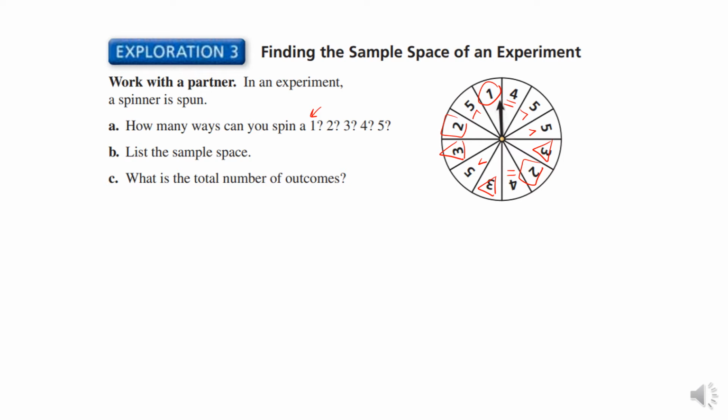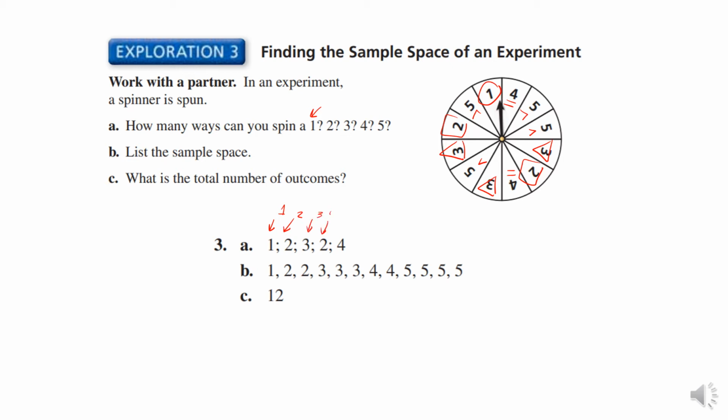List the sample space. Okay, it's 1, 2, 2, 3, 3, 3, 4, 4, 5, 5, 5. And what is the total number of outcomes? It is 12 because it's divided into 12 equal sections. So this is how many ways to spin a 1, a 2, a 3, a 4, and a 5. This is the answer for this one. Okay? These are the possible answers. Notice they don't have to be in the order that they are on the wheel.